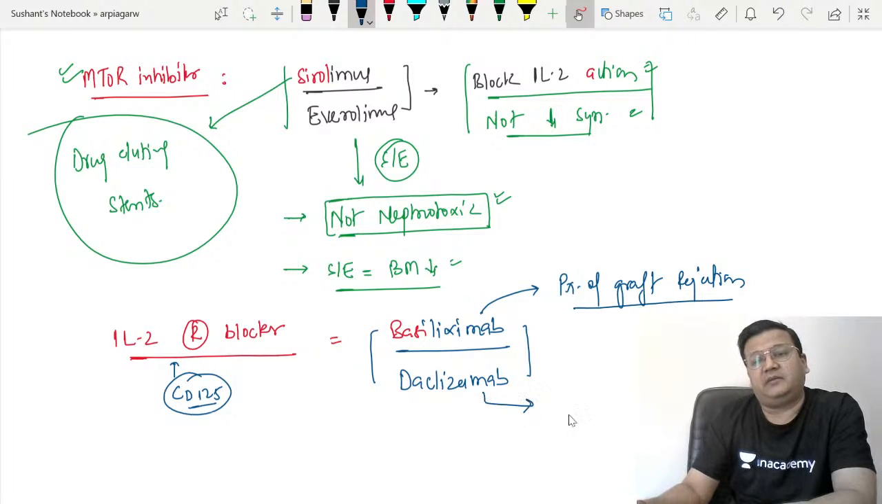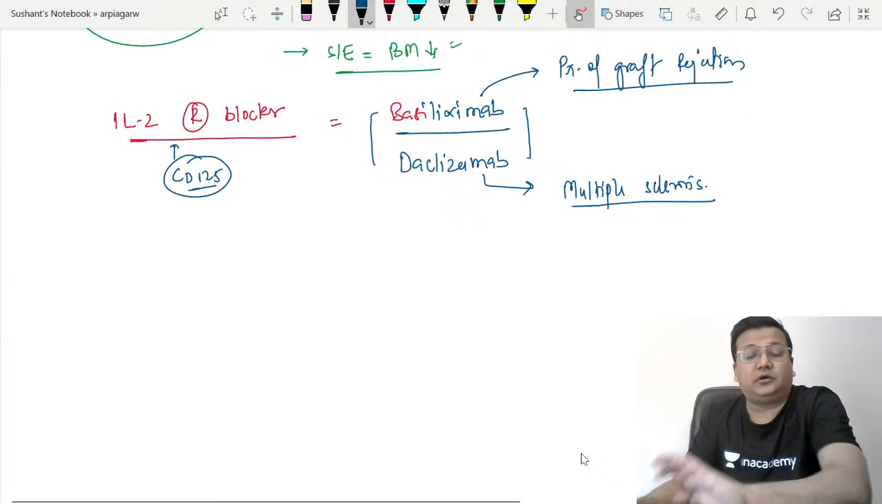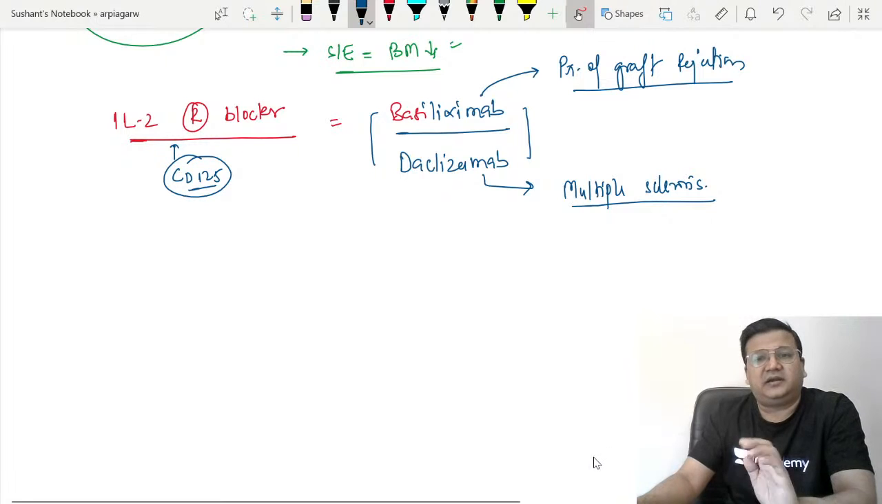While daclizumab is mostly used for multiple sclerosis. Multiple sclerosis is the use of daclizumab. It is not used for graft rejection. It is used for multiple sclerosis.